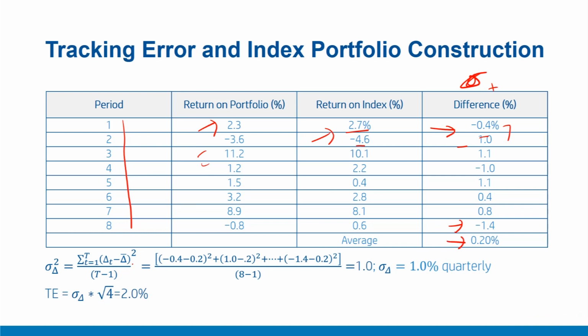Now, using this formula, with delta T minus delta bar where delta bar is 0.2, we can compute the variance of the deviations. The variance is 1%, which is a quarterly number. Sorry, the standard deviation is 1%. The variance is also 1. Standard deviation is 1%, which is the quarterly figure. Since there are 4 periods, the standard deviation will be sigma delta into square root of 4, which is nothing but 2%. So this 2% becomes our tracking error.